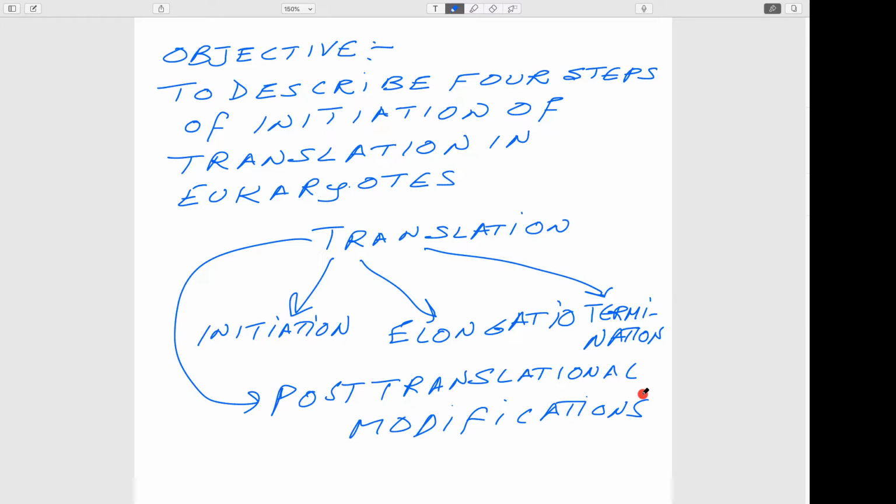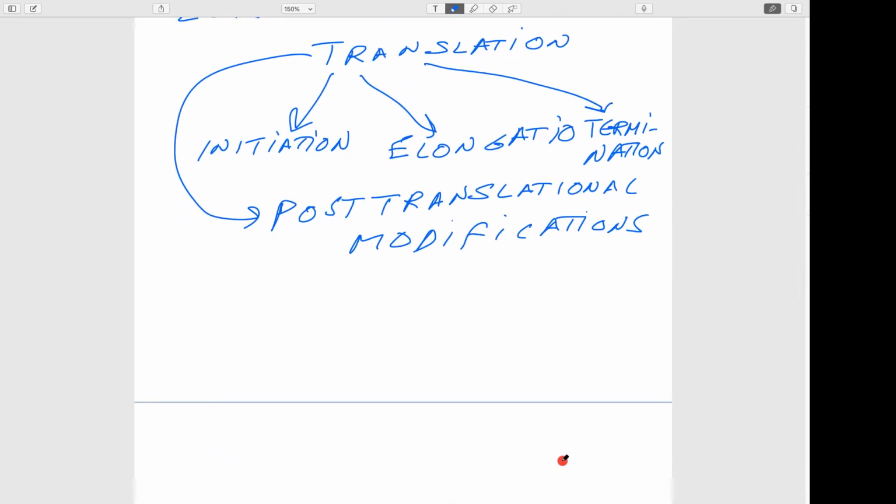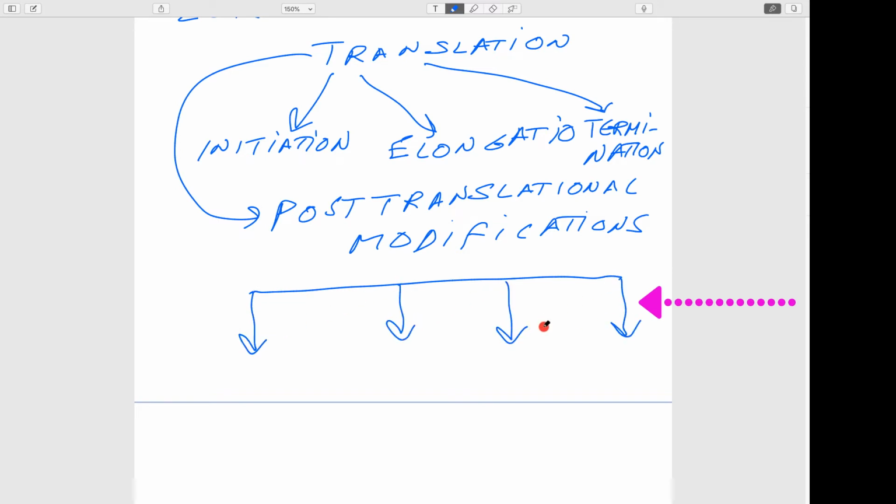As far as translation is concerned, there are various steps, various stages which take place. As I said, in this session, I'll be taking up the initiation aspect. The first one is initiation. In the initiation, what are the steps which take place? As far as initiation is concerned, there are 4 steps.